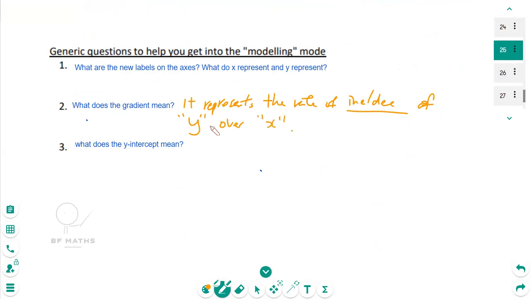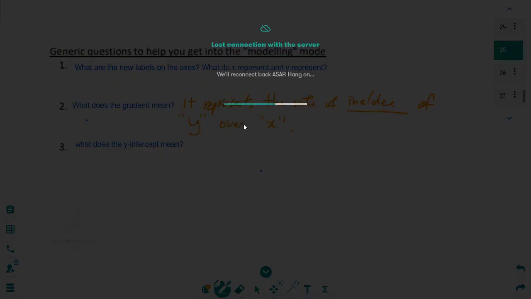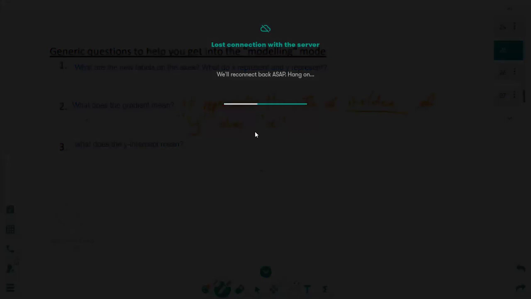Now, they like to ask you that for the 1 marker in the modeling question in the exam. So remember that. It represents the rate of either increase or decrease. Pardon my writing, my scribbling. It's not writing, it's scribbling. The rate of increase or decrease of the y, whatever the y is, over the x.